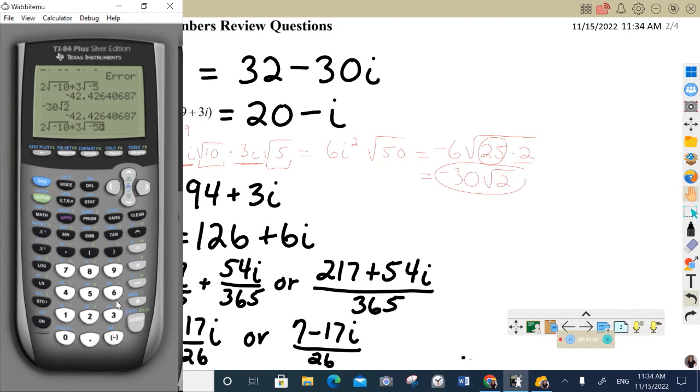So if you type the original problem in the calculator like you see it, you get negative 42 point something. Notice there's no i on that, and notice that it is a negative number. So in your multiple choice, you're looking for a real number, nothing with i's in it, and you're looking for a negative answer. And if we type in our answer that we got, negative 30 radical 2, you will see it is the same decimal. So you can check your work like that.